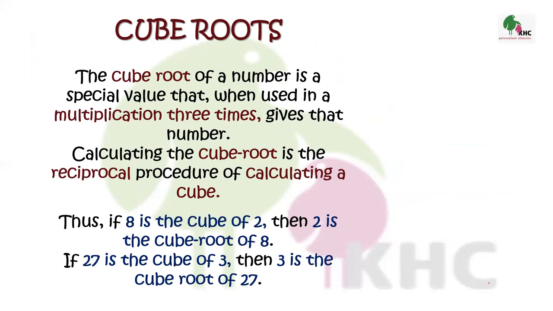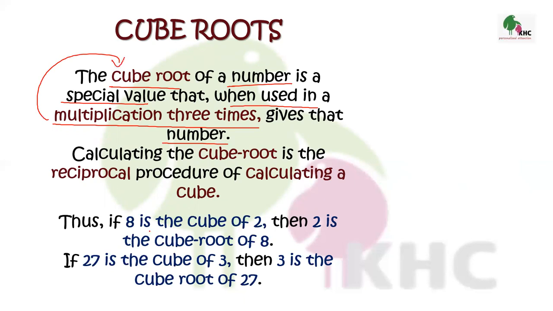Now, finally comes the cube roots. The cube root of a number is the special value that, when used in a multiplication 3 times, gives that number. When you use that particular number 3 times and you get the answer, that number which is being multiplied 3 times is known as the cube root.